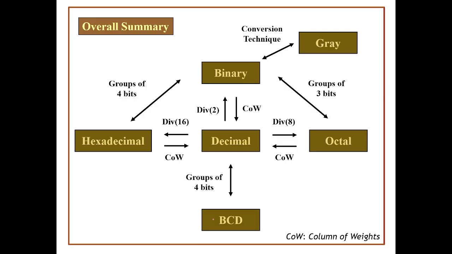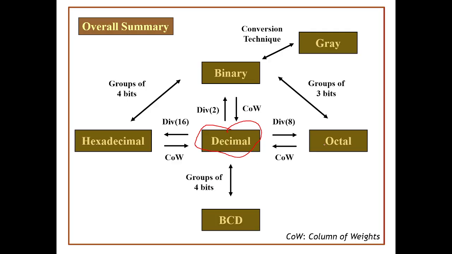So overall summary, from decimal guys we study, so you must remember decimal. From decimal you can go to binary. Okay, division by 2 or COW, column of weight, what weight it carries. So division by 2, and then COW, column of weight from binary to decimal. We see this first, and then we also observe hexadecimal, division by 16, and then column of weight. Observe this: binary division by 2, hexadecimal division by 16, BCD group of 4 bits.